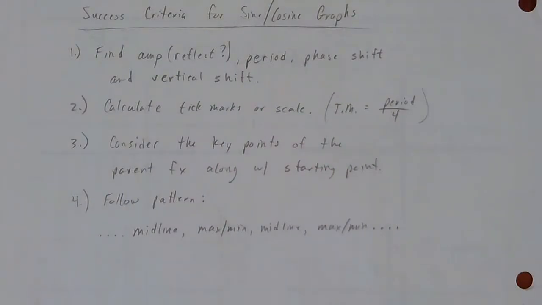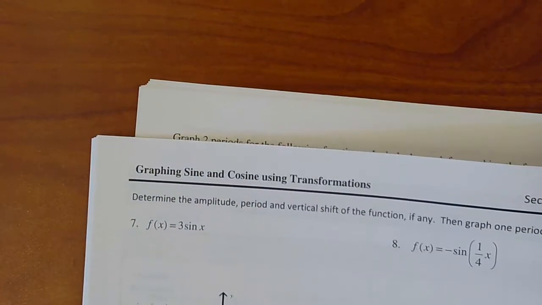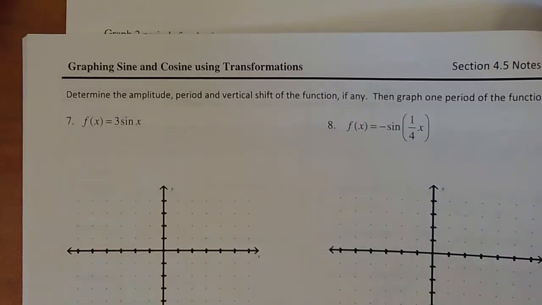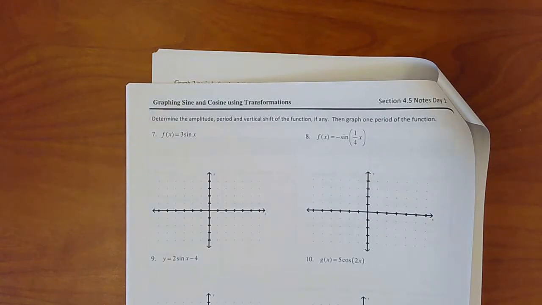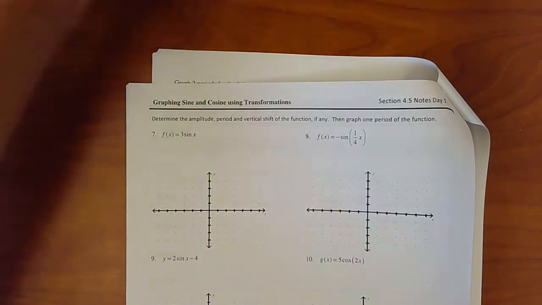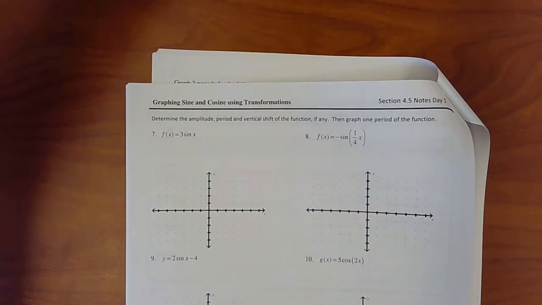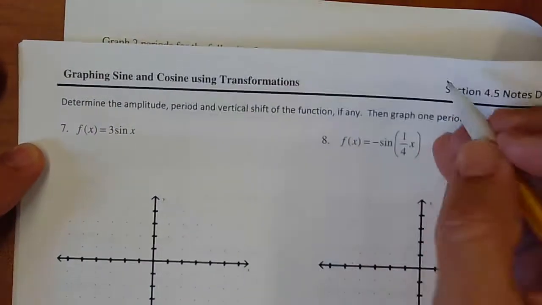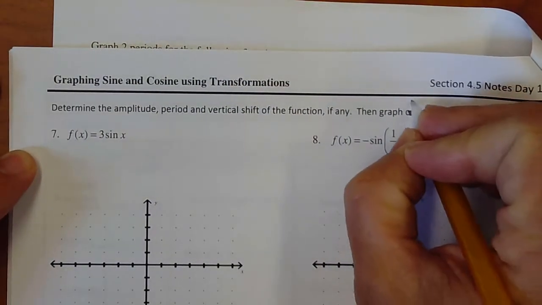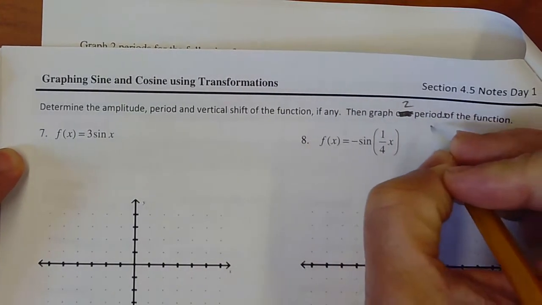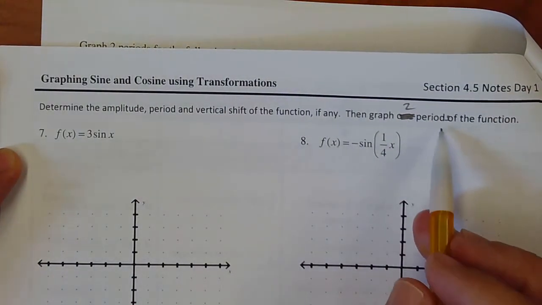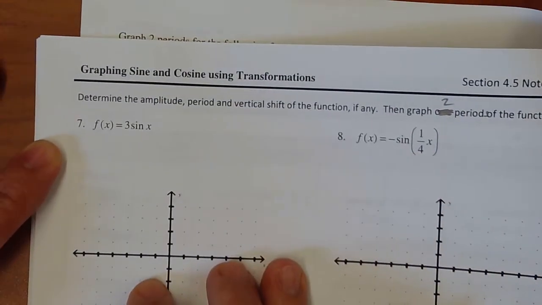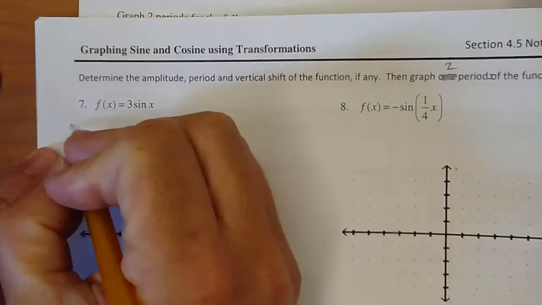Okay, we're going to start with example 7. Okay, so here we go. Getting into these graphs, determine the amplitude and period and vertical shift of the function, which is step 1 of my success criteria, along with the tick marks in step 2. Okay, then graph, we're actually going to do 2 periods, okay? So let's cross this out, but 2 periods of the function. We'll ask you for 2 periods on your quiz as well and on your OTI, okay? All right, so let's get started with number 7.